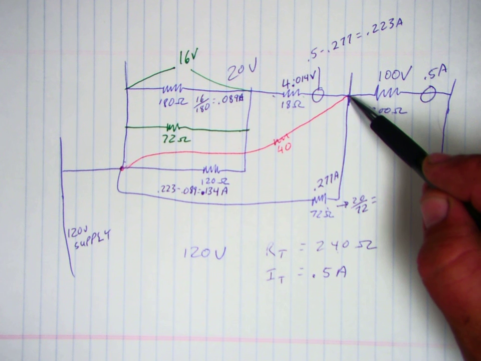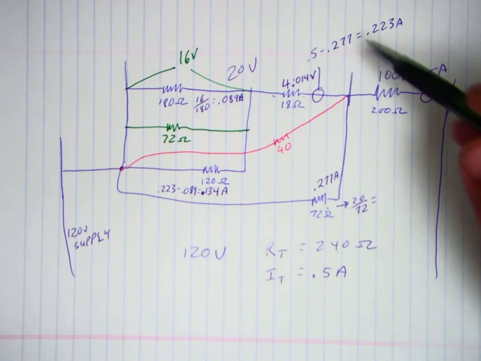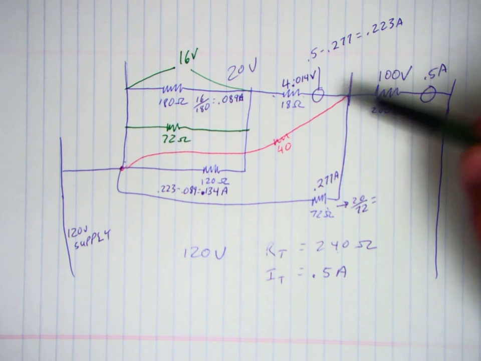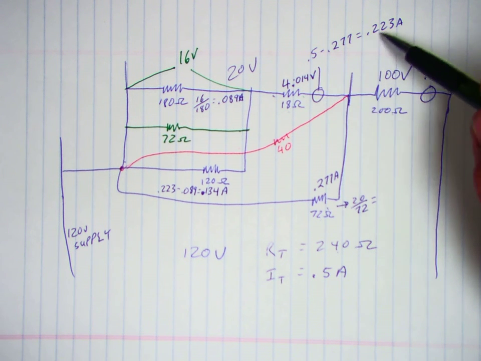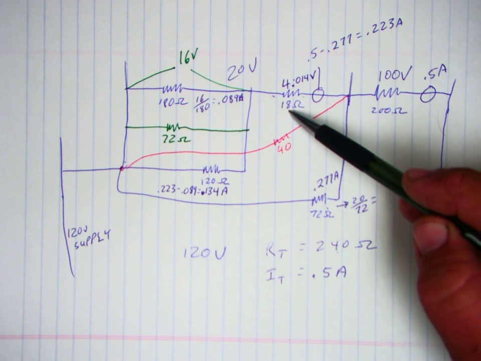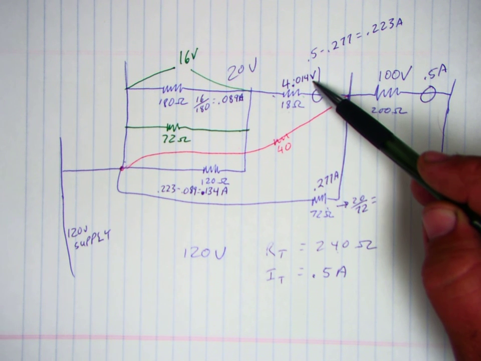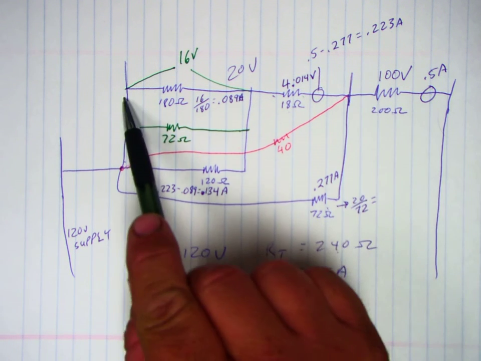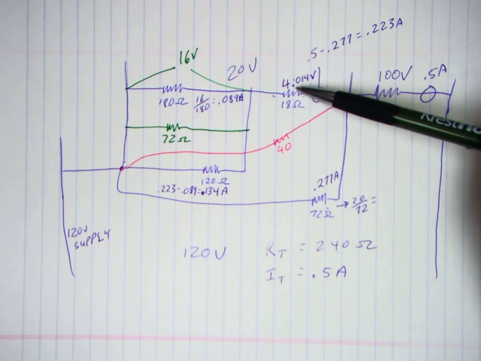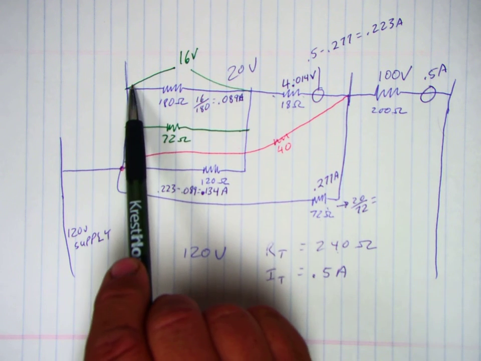So that means the difference must be here, right? This branch and this branch, the currents have to add up to this one. So you take 0.5 minus the 0.277 we found there, gives us a current up here of 0.223 amps. 0.223 amps times 18 ohms gives us a voltage drop of 4.014 volts. We have 20 volts across here, so 20 minus 4 volts gives us 16 volts here to here.